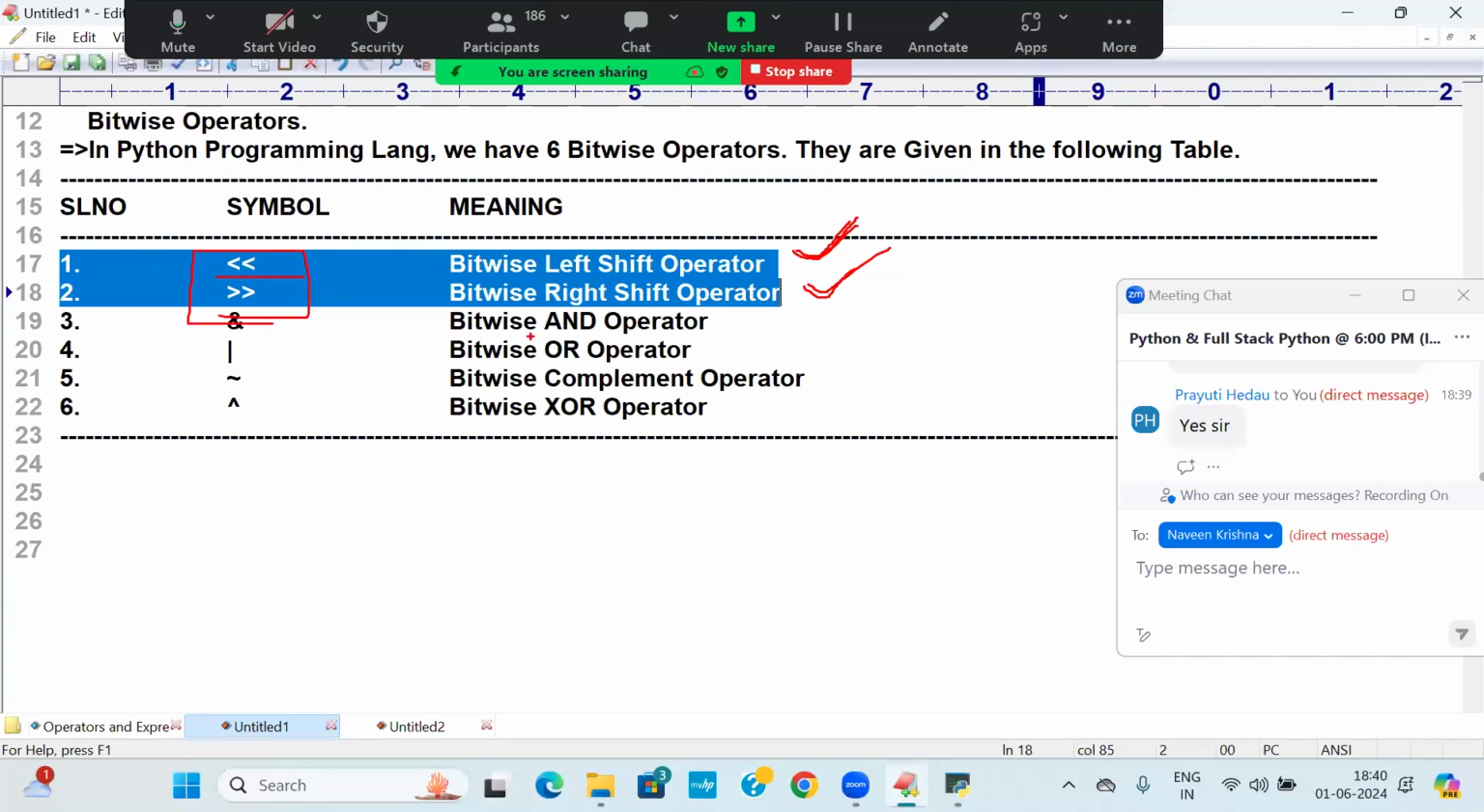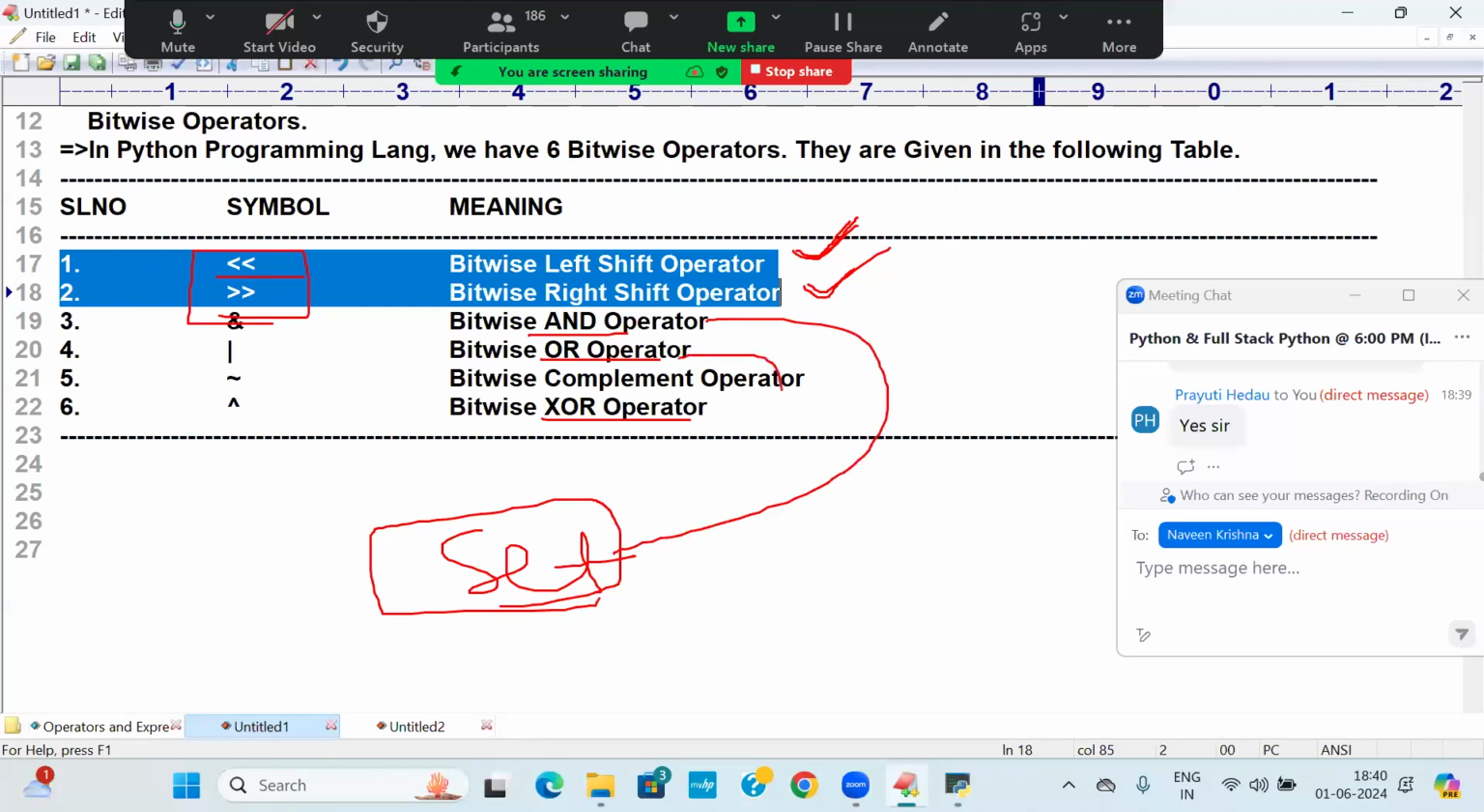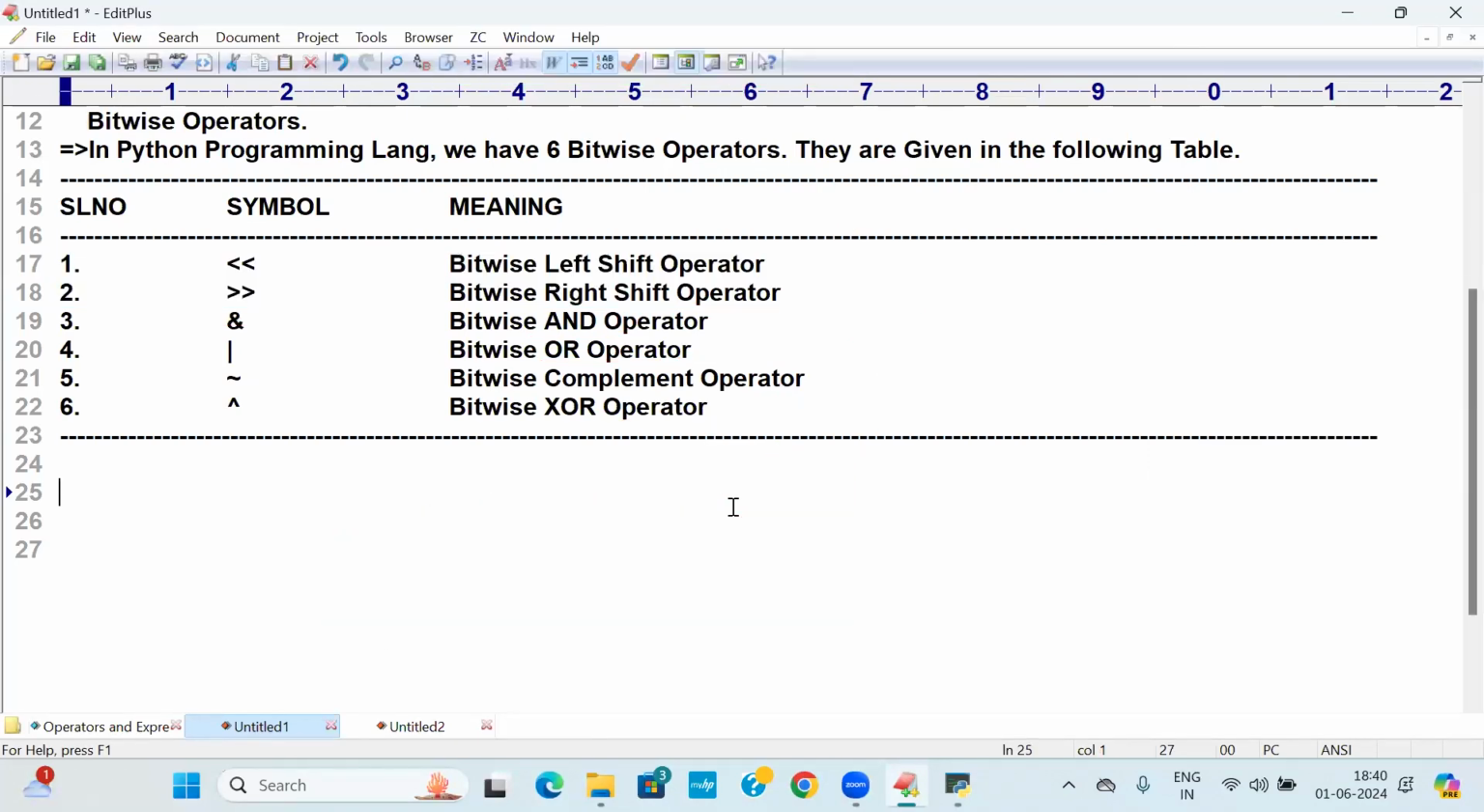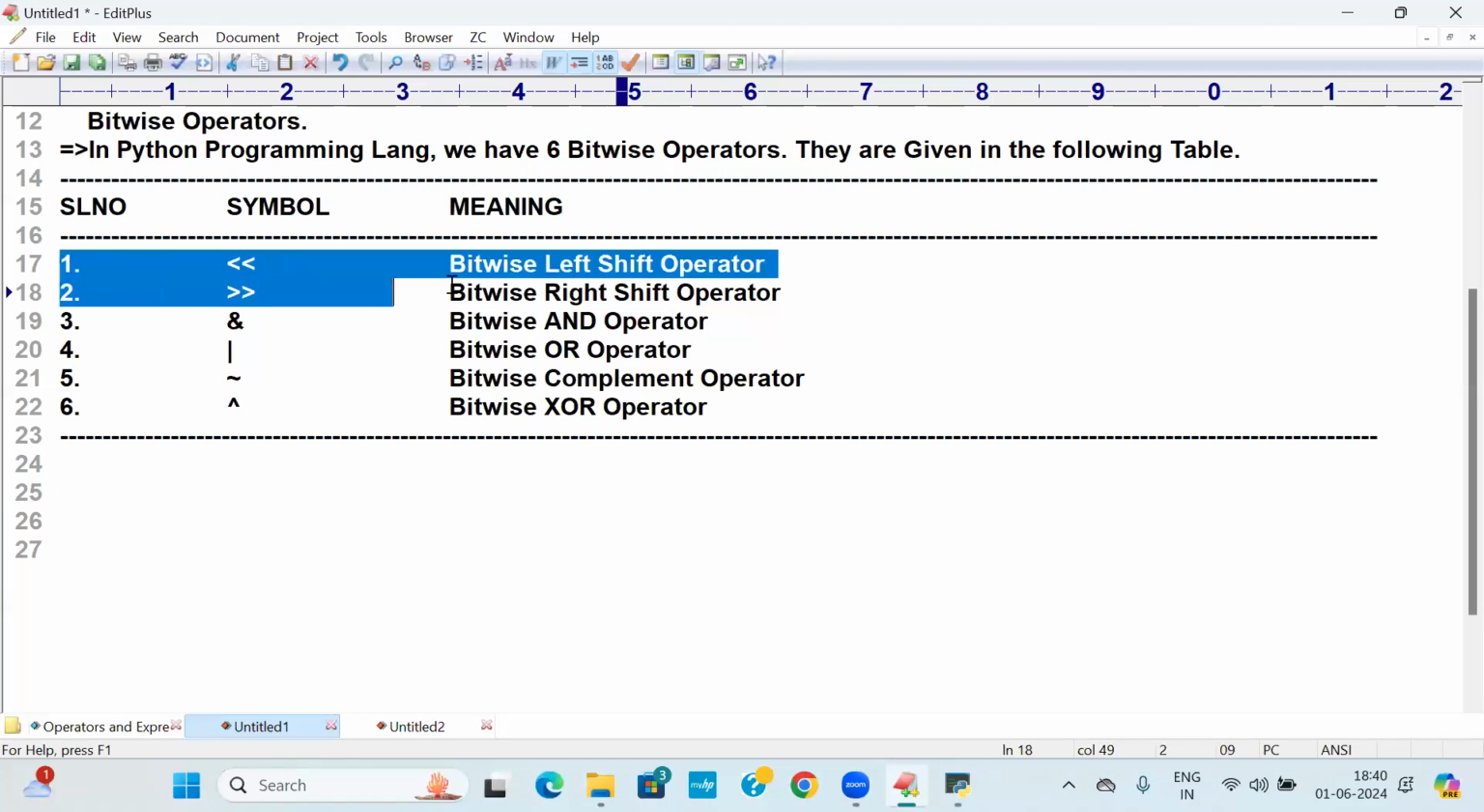If you remember, I already used the bitwise AND, OR and XOR operators in set operations. I already said that I will explain this type of operator in class with detailed parts. But at present, for the first and second, I am telling only how they work. Where I will use them in further classes, I will tell you. Now I'm going to start with which operator?